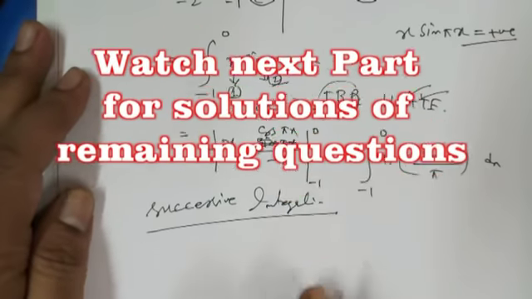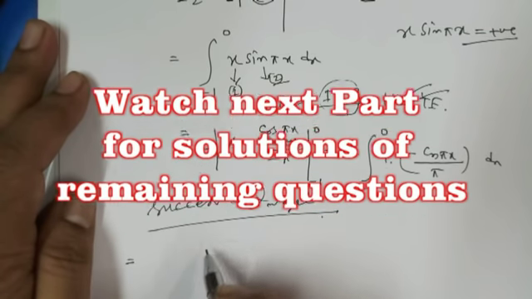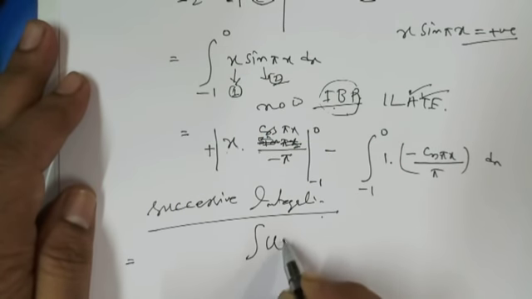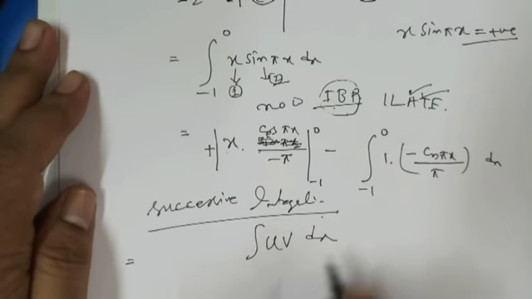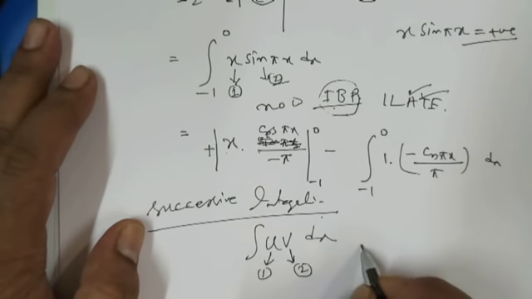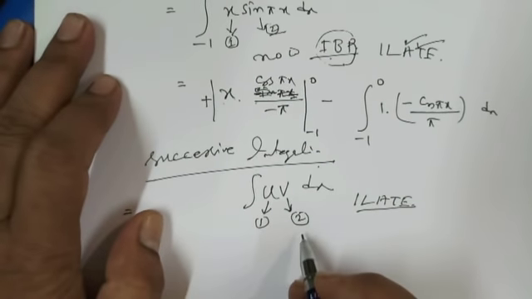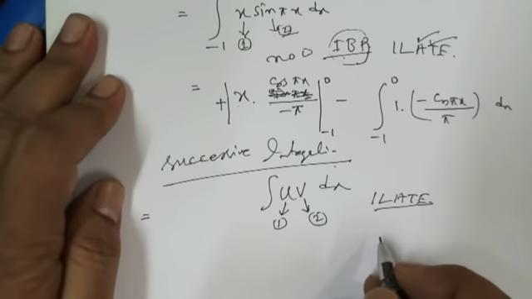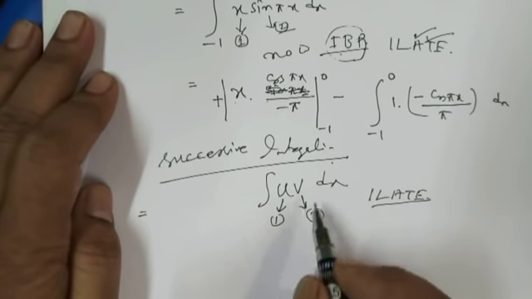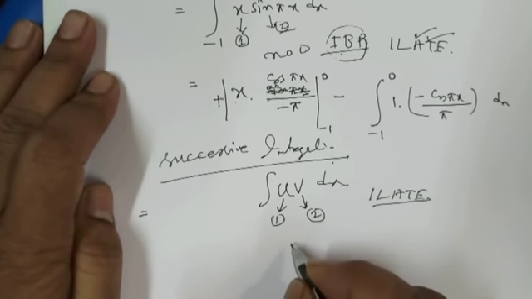Then this will be more easily done by successive integration. In this type, for the integral of u v dx, u is the first function and v is the second function. Choose them by the ILATE rule for choosing the first and second function, and the integration will be done successively. This is called or known as successive integration.